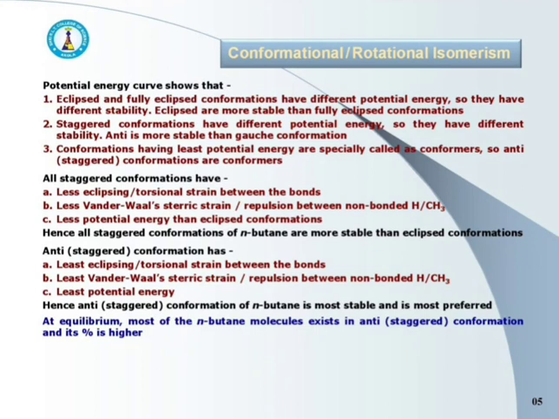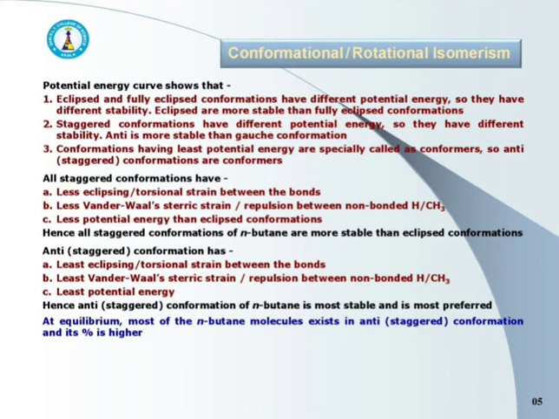Lastly, staggered conformations have less potential energy than the eclipsed conformations. And hence we can say staggered conformations of n-butane are more stable than the eclipsed conformations. They have less torsional strain, less van der Waals steric strain, and less potential energy, and that's why staggered conformations of n-butane are more stable than eclipsed conformations.